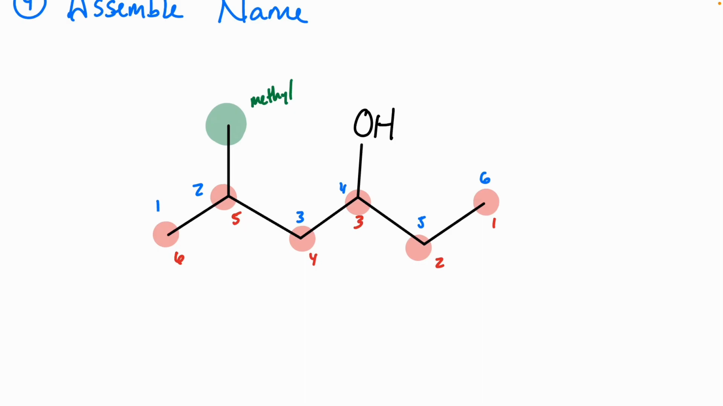All right, so importantly, it doesn't matter what's going on with this methyl because this has priority, right? Our functional group has priority. That's the only thing I pay attention to when I pick my numbering scheme. So in this case, I'm going to go with the red numbering scheme. So that makes this 5-methyl-3-hexanol.